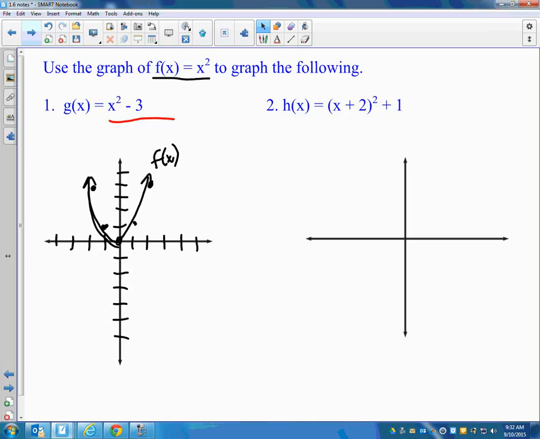But what you have to do is you have to just say, I'm going to go down 3 and it's the same shape. So if I go over 1, I go up 1. If I go over 2, I go up 4. And then I don't have to make an XY chart. I don't have to plug numbers in. I just know the shape, and I moved it down 3.